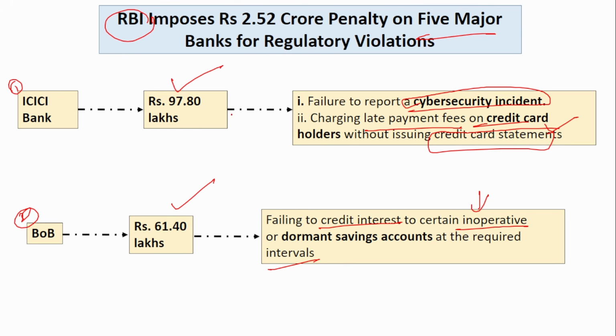These incidents were observed by the Reserve Bank of India and that is why this penalty of 61.4 lakhs. You just have to remember the penalty amount imposed on the banks. You don't have to remember the reason because in the banking exams they will not ask you the reasons. I'm just telling you the reason for your knowledge. Just remember the amount. That is enough. ICICI Bank 97.8 lakhs. Bank of Baroda 61.4 lakhs.